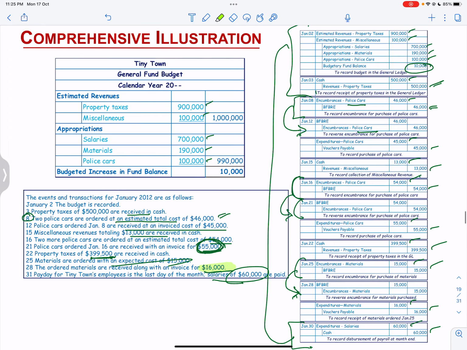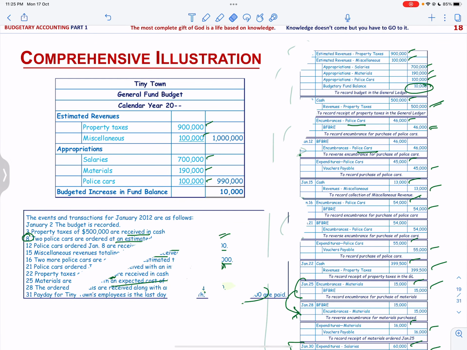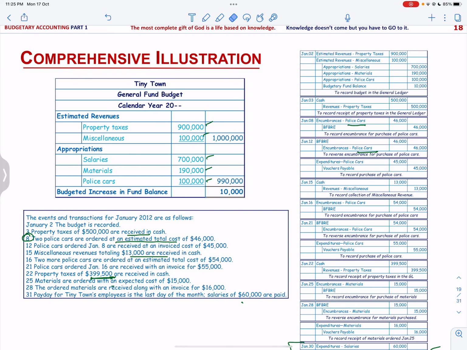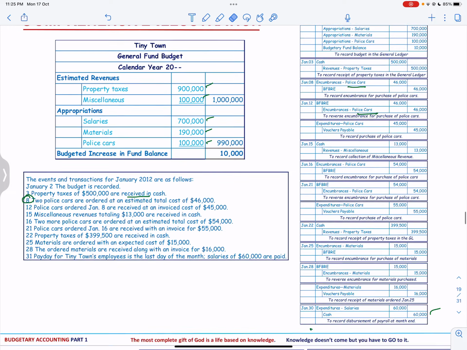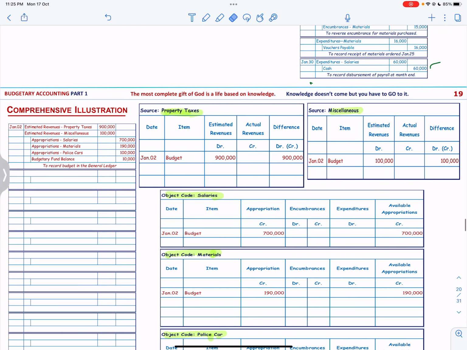Now the first journal entry over here was the original journal entry for the appropriations for the original budget. Estimated revenue as debit, so I have simply copied over there. We have estimated revenue, miscellaneous, and then there are appropriations and a fund balance. So for the revenues we have property tax, and on January 2, this is what they have budgeted, that they are going to receive 900,000 through property taxes. And then there will be miscellaneous revenues of 100,000 as well, and that is also budgeted for 100,000.